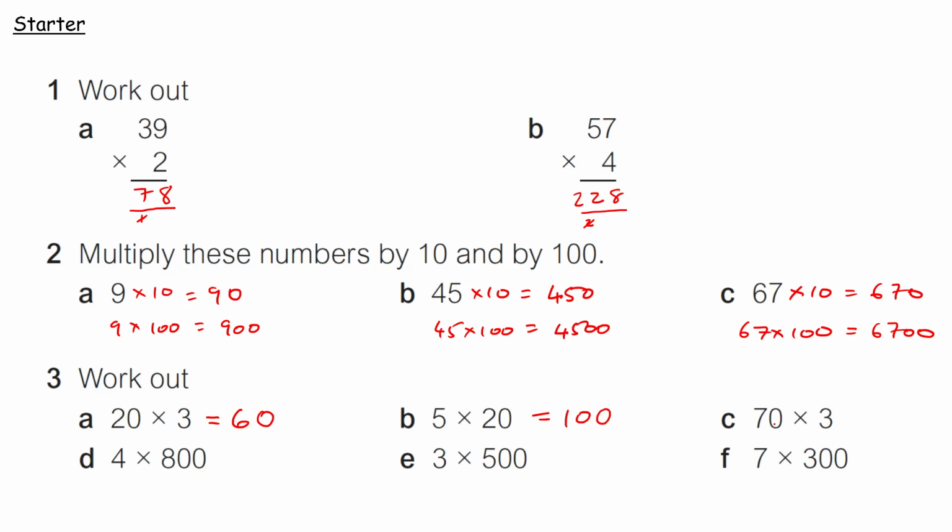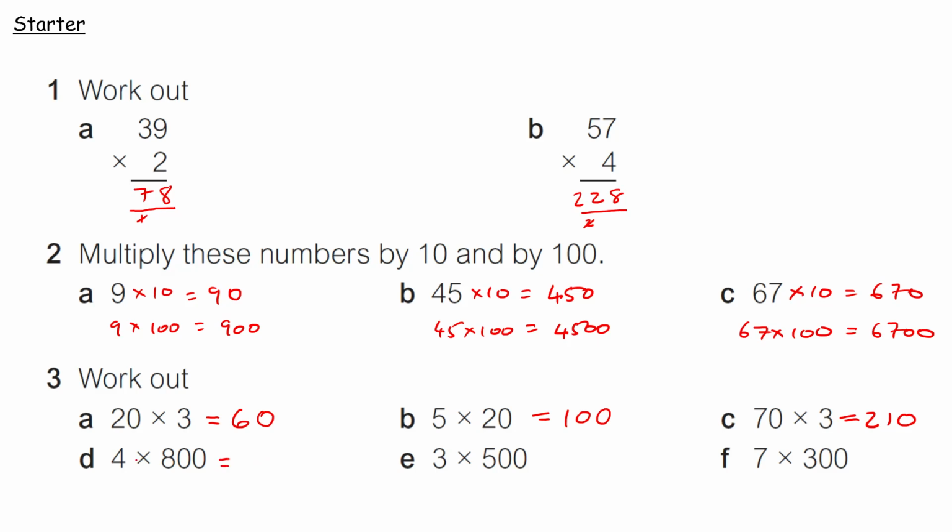So when we are multiplying numbers with a 0 on, we can do the numbers first. 7 times 3 is 21. And then we bring the 0 back. Okay, so it's 210. This time is 4 times 800.